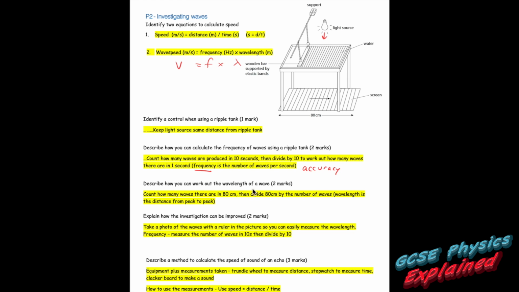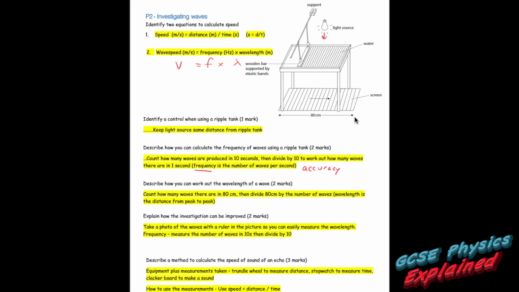Describe how you can work out the wavelength of a wave for 2 marks. Count how many waves there are in 80 centimetres, because that's the length that they've quoted. Then divide 80 centimetres by the number of waves. So the wavelength is the distance from peak to peak, remember?